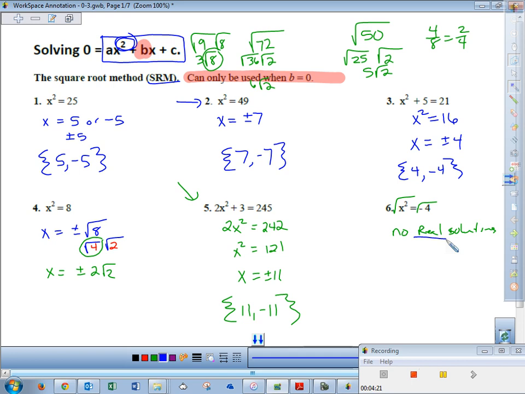Good deal? Square root method. No x to the first. Yes? Do that. Sorry, we forgot to put this in set notation. You've got 2 square roots of 2 and -2 square roots of 2 in the set brackets. Thank you. But I got so excited simplifying radicals, I just lost my mind. Good deal? That's the square root method.